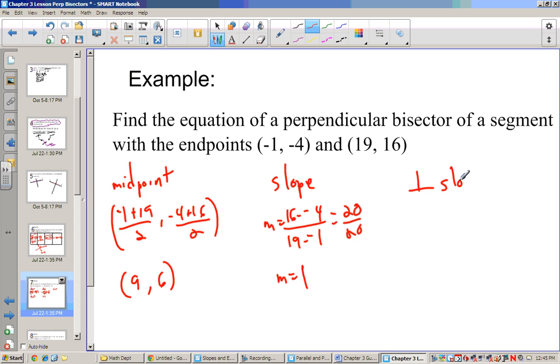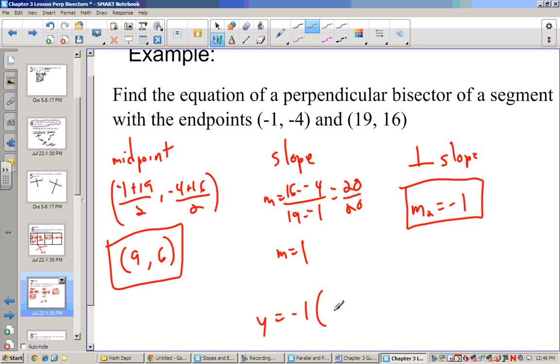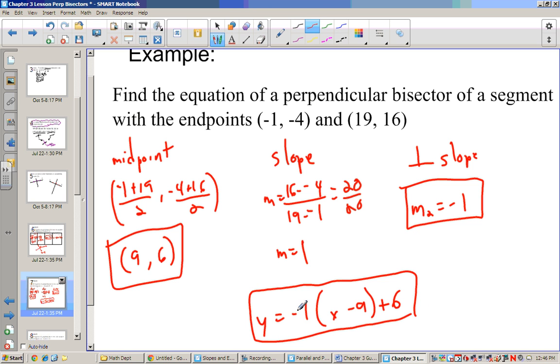So now when I find the perpendicular slope, I'll call that M2. The negative reciprocal will now just be negative 1. So now I have my slope of my line. I have a point on my line. So my equation is just going to be like this, plugging in my slope and my point into point-slope form.